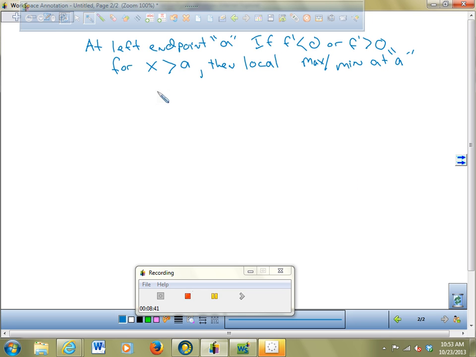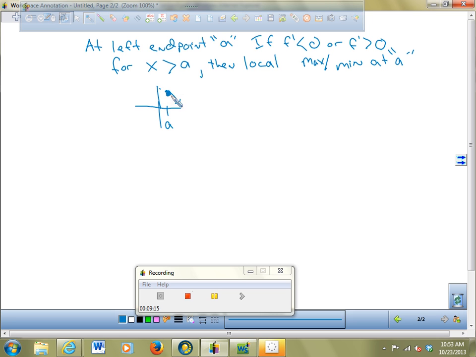Because it helps to draw a picture of it. So if you're at some point a, here's point a. Probably don't have to put it right on there. So at point a, if the derivative is negative anywhere after this point, what do I have at that point? If it's going downhill, this point would have to be a local maximum.